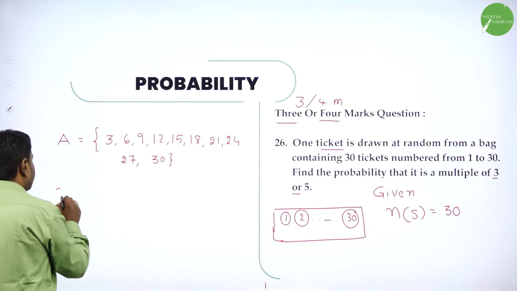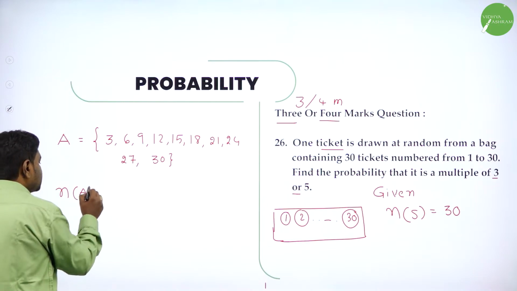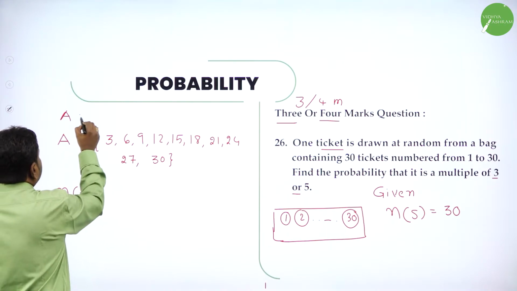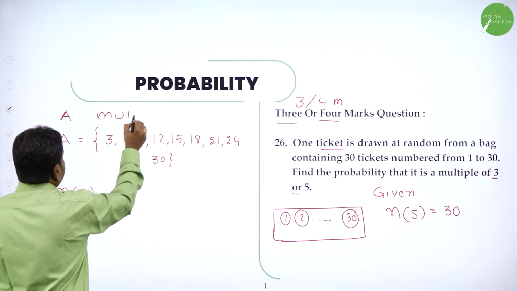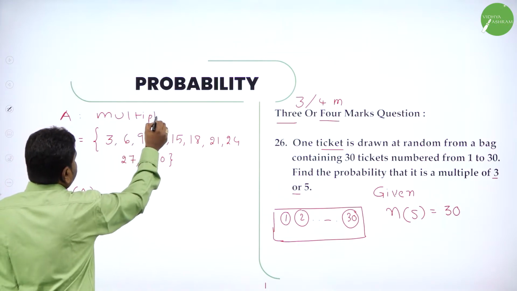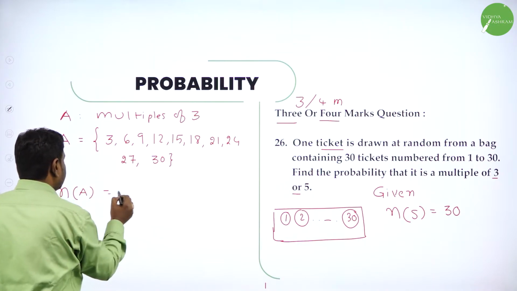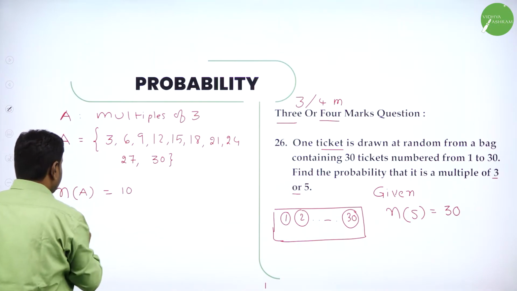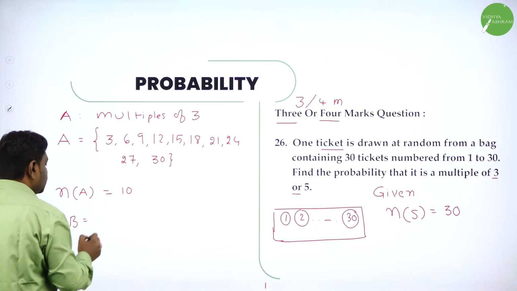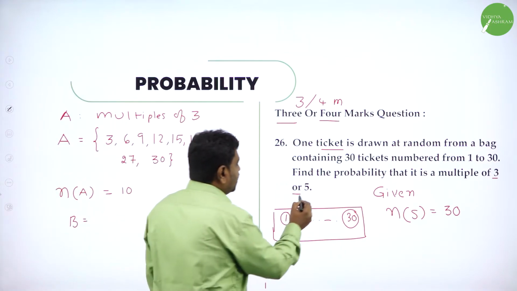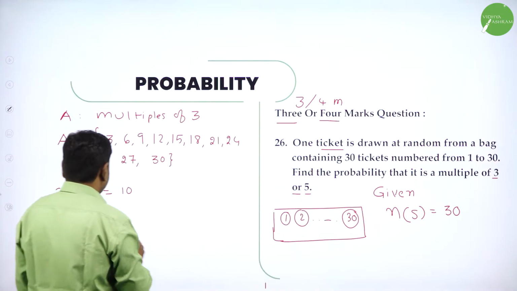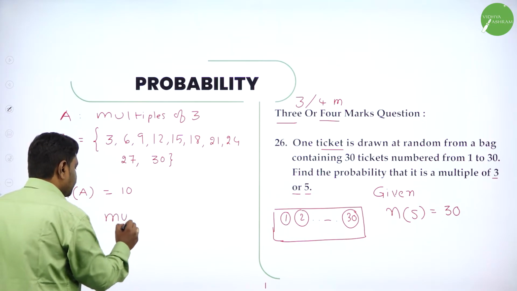N of A, number of multiples of 3. A is an event called multiples of 3. How many multiples of 3 we have? 10 multiples of 3. N of A is exactly 10. And event B. Event B is what? Event B is multiples of 5.